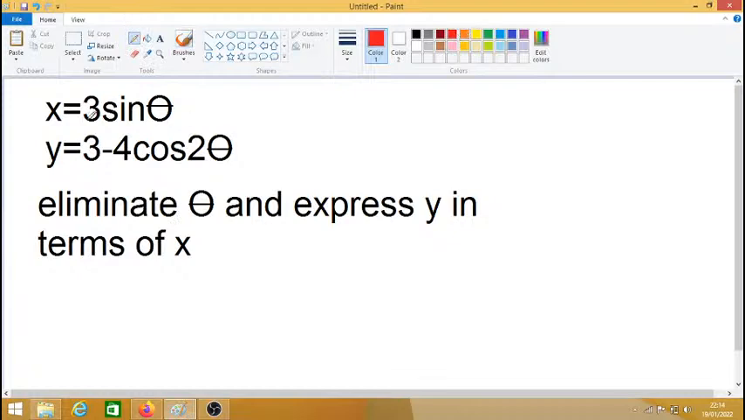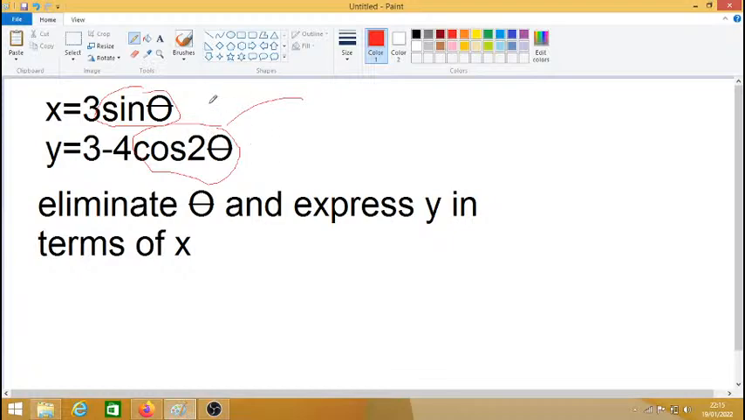We just need to be able to look for clues which will tell us which identity to use. First thing you notice is that one of the equations has got sine theta, and the other one has got cos 2 theta. So as soon as you see that one of them's got a double angle formula in there, the cos 2 theta, then you need to start thinking of your double angle formulas. With cos 2 theta, there's 3 of them.